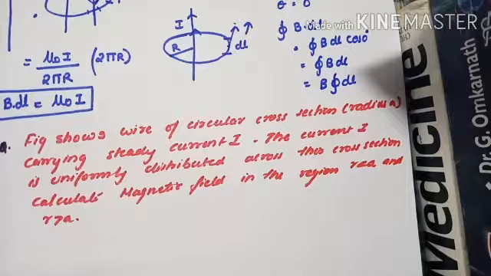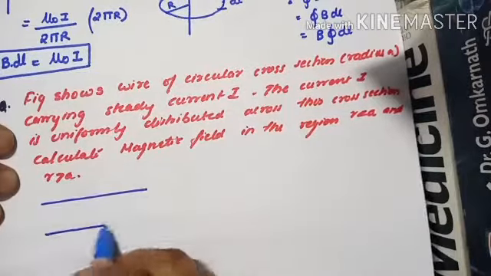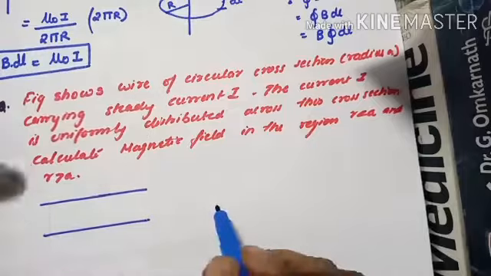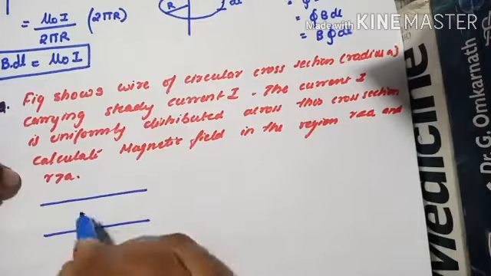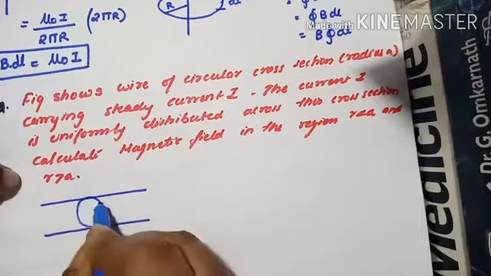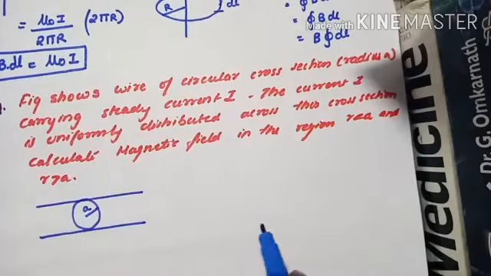I'm going to draw the figure. Before that, I will make you understand the question. So there is a figure, and I will draw it along with it so that you can understand. Suppose this is your wire, a circular cross section, and the radius is a. If I consider this, it has an area with radius a.